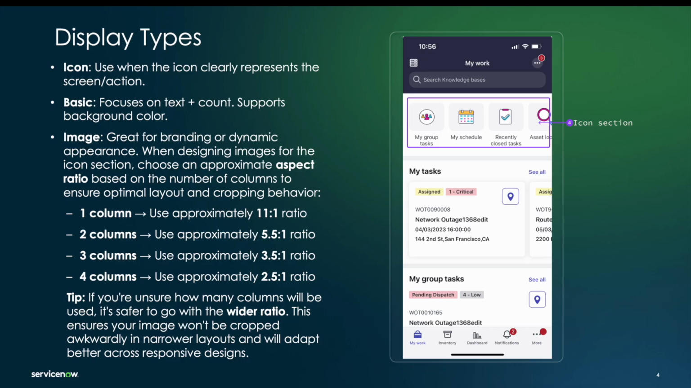When using images, it's important to match the aspect ratio to the number of columns for a clean layout. Here are some helpful guidelines. For one column, use an image with roughly an 11:1 ratio. For 2 columns, aim for a 5.5:1 ratio. For 3 columns, use about a 3.5:1 ratio. And for 4 columns, go with a 2.5:1 ratio. If you're unsure how many columns will be used, it's best to choose the wider ratio. That way, your image won't be cut off in the wrong place, and it will adapt better across screen sizes.